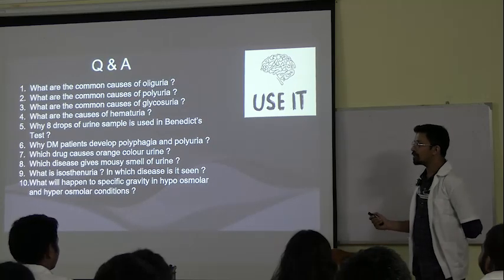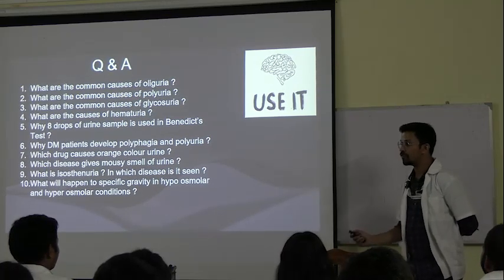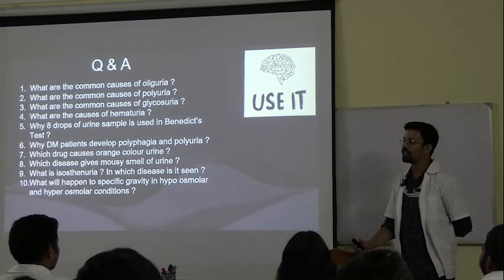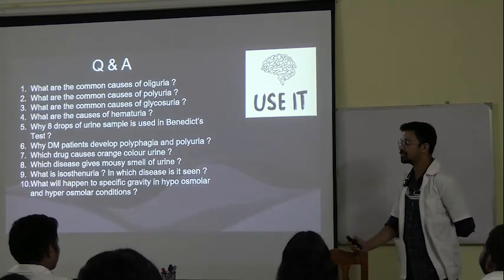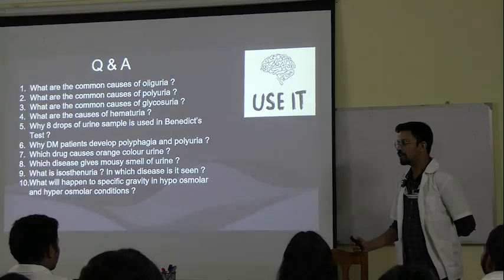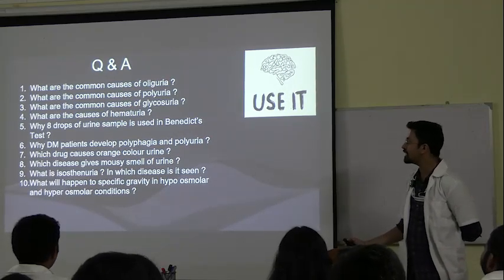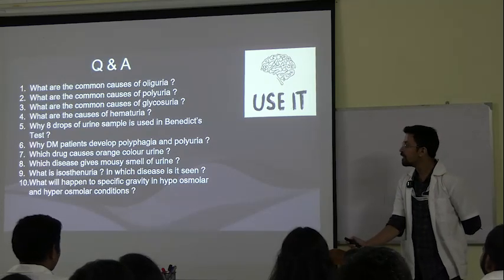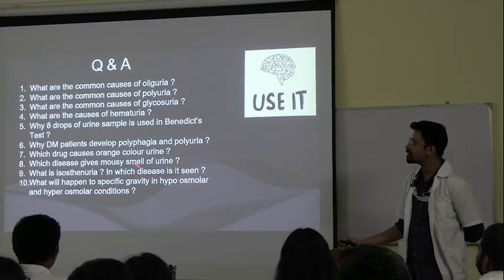I told you about one drug, isoniazid, that will give the false positive test in a TB patient. There is one more drug we use in TB patients, that is rifampicin. Remember the name. Rifampicin is one drug used in TB that can give orange color urine. Fine. And which disease gives the mousy smell of urine?